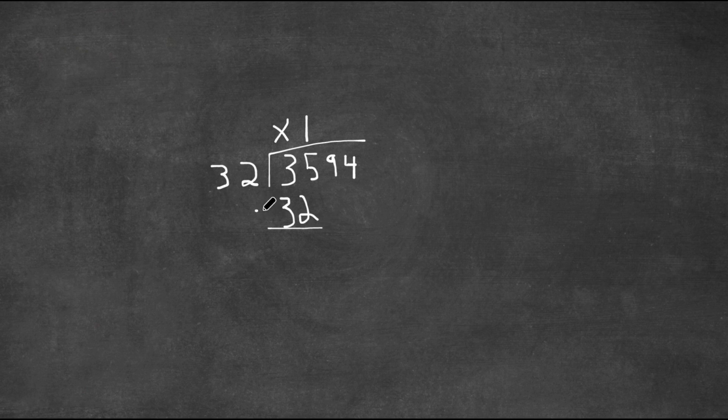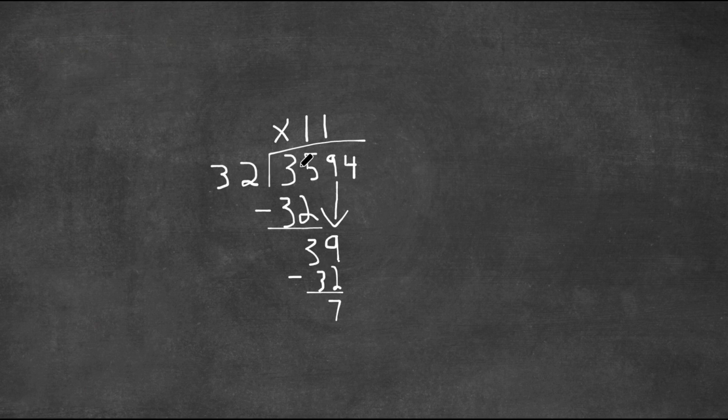And now we're going to subtract these two numbers. 5 minus 2 is 3. 3 minus 3 is 0. And how many times can 32 go into 3? It can't because it's greater than 3. So we're going to drop down our 9 here. Now, how many times can 32 go into 39? Once. So 32 times 1 is 32. 9 minus 2 is 7. And 3 minus 3 is 0.